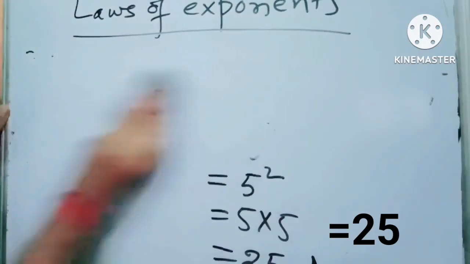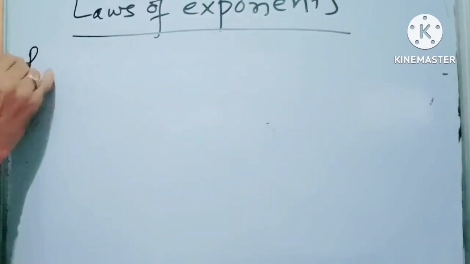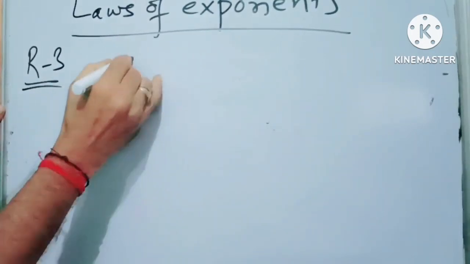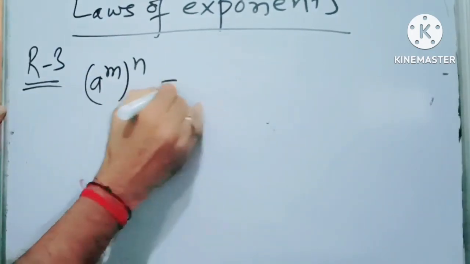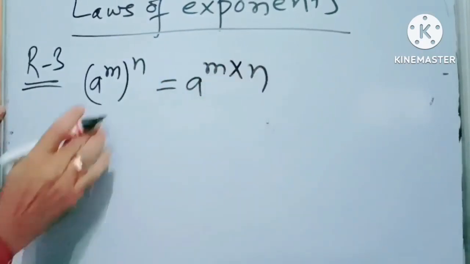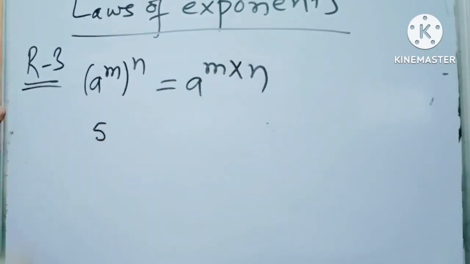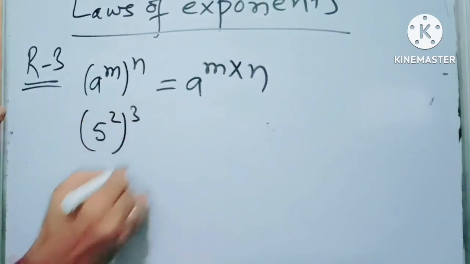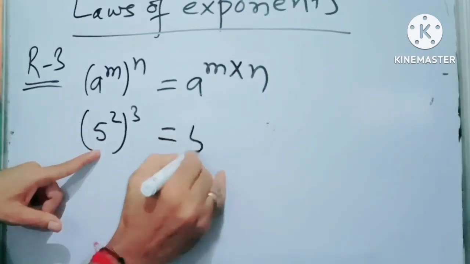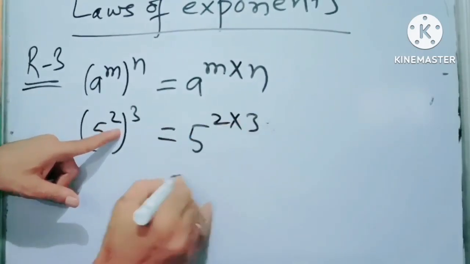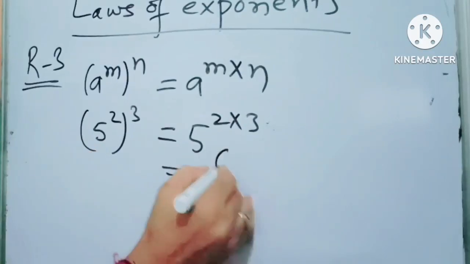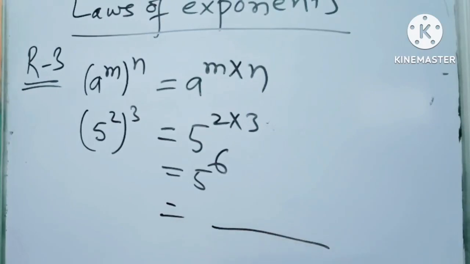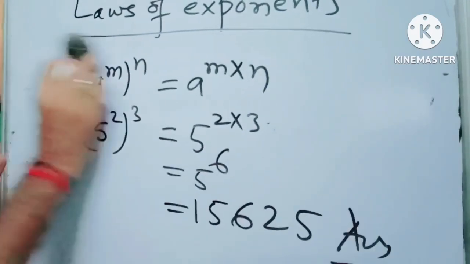Now next, rule 3. Rule 3 is a to the power m to the power n equal to a to the power m multiply n. Suppose a is 5, and here the power is 2, here the power is 3. So how can we write? Base is 5, and here 2 multiply 3, which is 6, so 5 to the power 6. And if we multiply this out, the answer will come 15625.